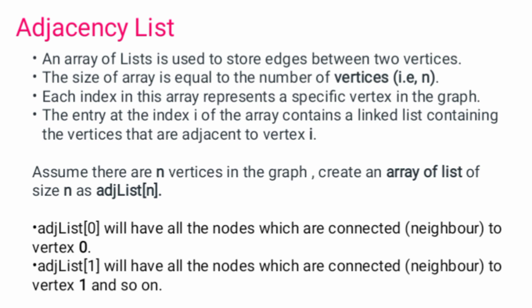The adjacency list of 0 will have all the nodes which are connected, that is neighbor to vertex 0. Next, the adjacency list of 1 will have all the nodes which are connected to vertex 1 and so on.